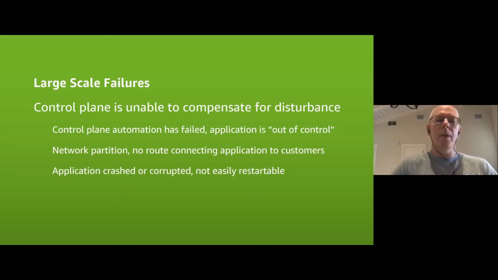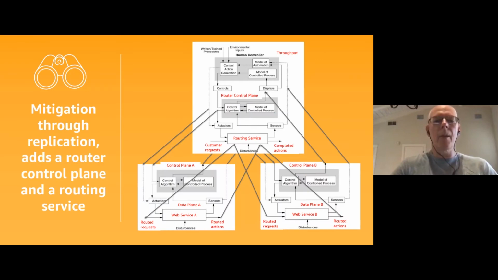And then places where the control system's working, but it cannot fix the system. Say the application crashed or corrupted its database and can't be restarted. So those are cases where the control plane cannot compensate for the disturbance. So what are we going to do about that?